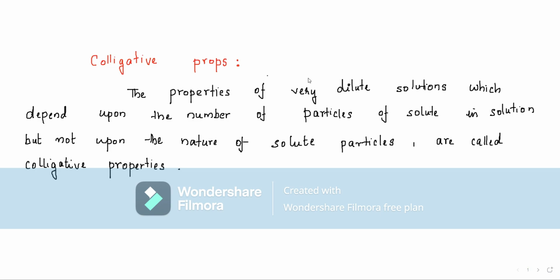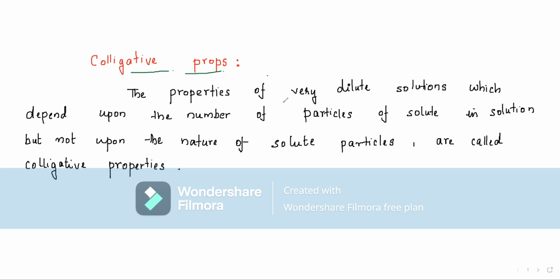In the previous episode, we discussed ideal as well as non-ideal solutions. Today we are starting with colligative properties. So what are colligative properties?